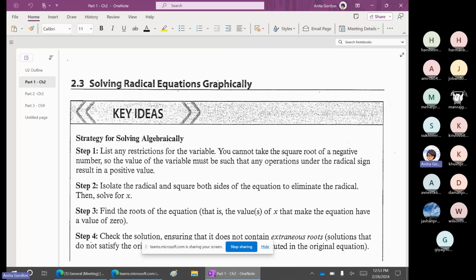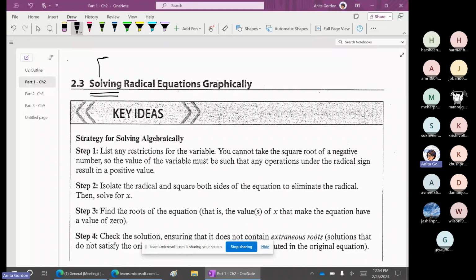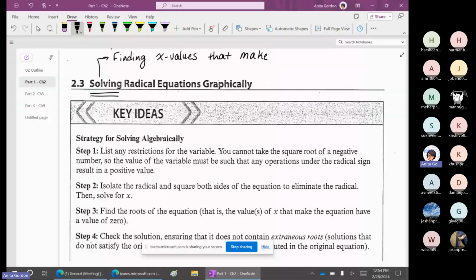When we are solving radical equations, what we are doing is finding the x values that make y 0. So this word solving means finding x values that make y equals f of x equal 0.